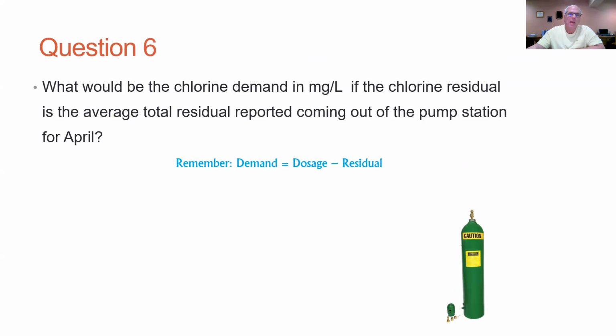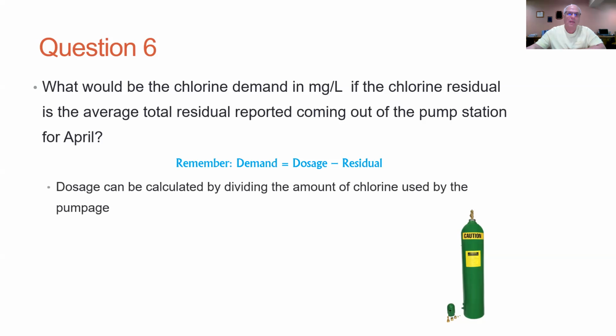Remember, this is a demand problem. So chlorine demand always equals the dosage minus the residual. In other words, the amount of chlorine that we put in versus how much chlorine is left over after, say, 30 minutes or so. That's our demand for chlorine. So we need to know how to calculate a dosage first. Dosage can be calculated by dividing the amount of chlorine used by the pumpage that we had for the month or for the day.